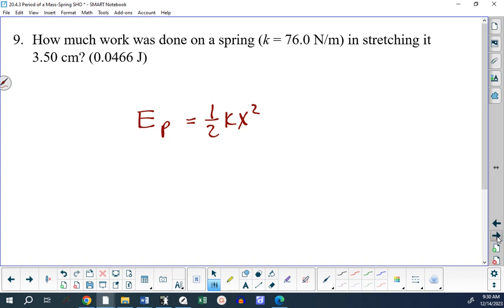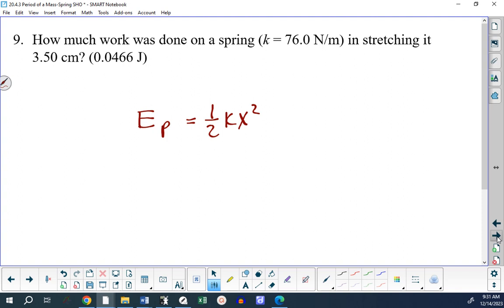Because if I take a spring, and let's just imagine it's 75 newtons per meter, and I stretch it 3.5 centimeters, I have done work in doing that task, right? I've applied a force over a distance to get it to this state that you're looking at. But that means that the work I did went somewhere. And where did it go? Elastic potential energy. So if we calculate this, this will be the answer.